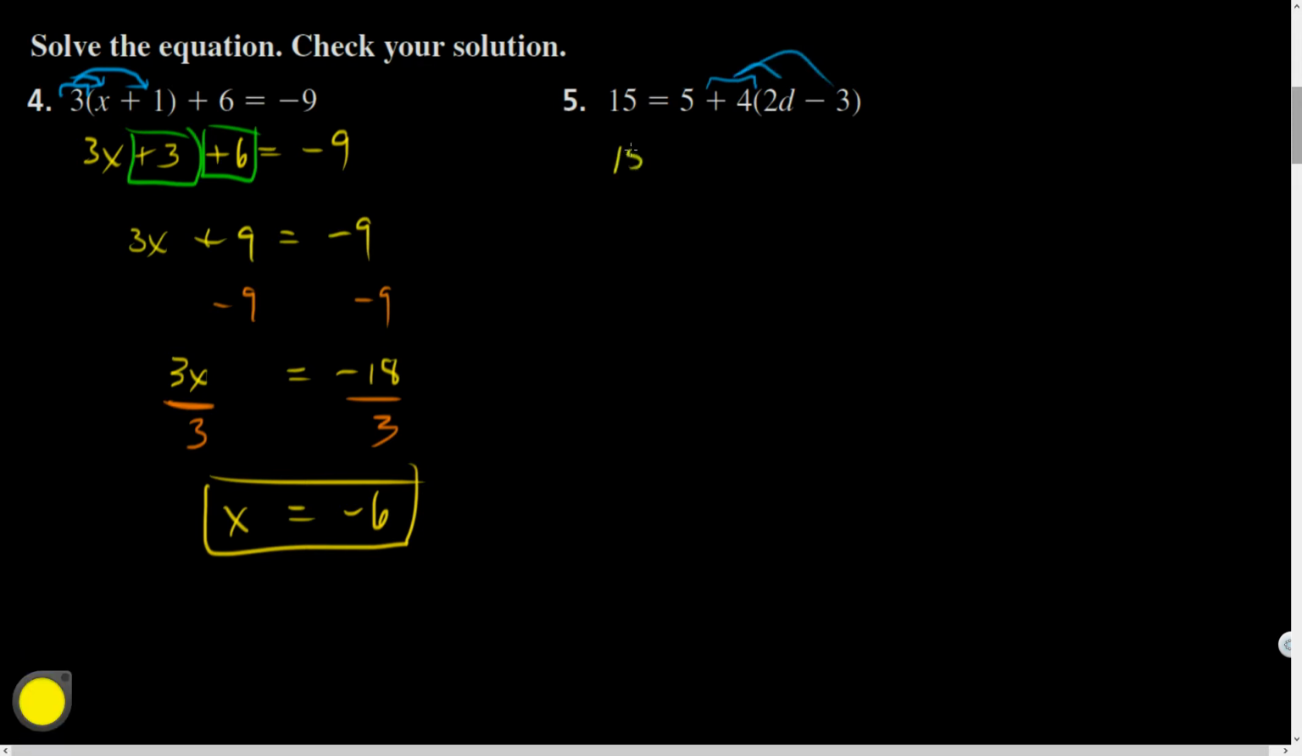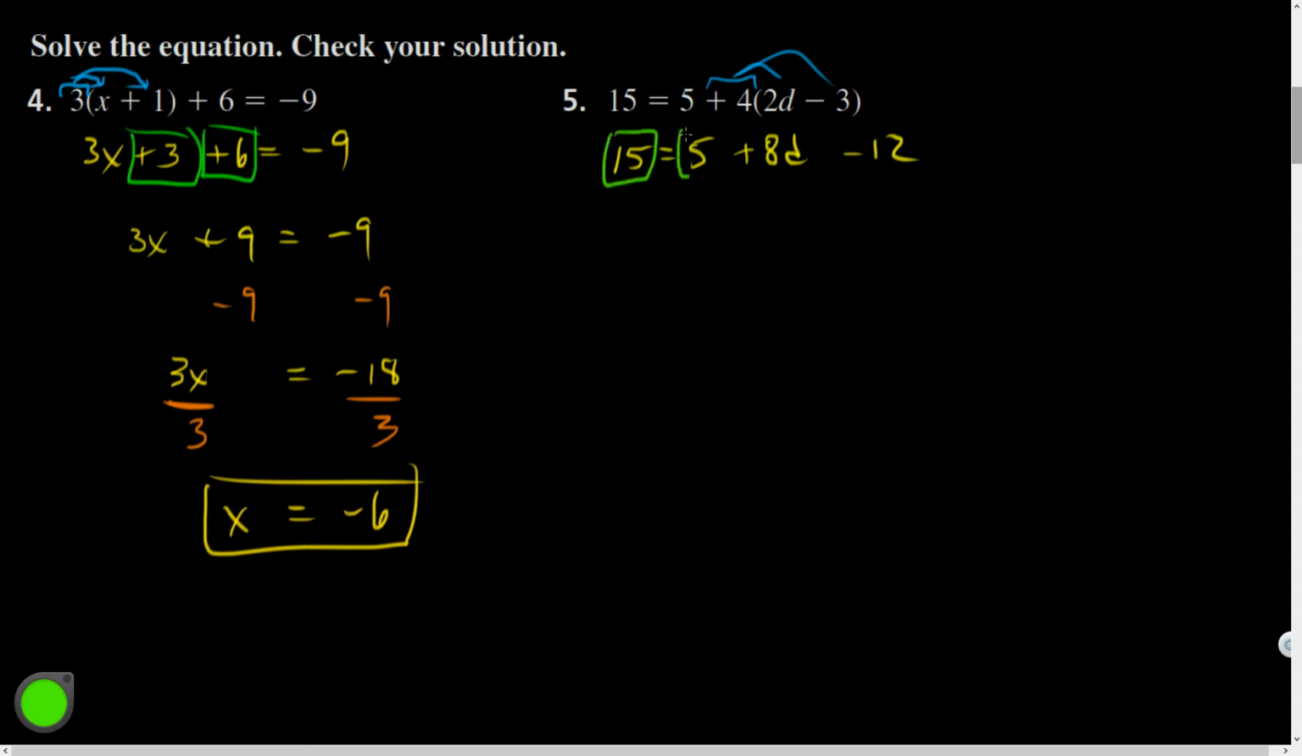All right, so I'm going to distribute here. So I'll have 15 equals 5, 4 times 2d is 8d, so plus 8d. And 4 times negative 3? 4 times negative 3. Negative 12. We ready to combine like terms? Let's combine some like terms.